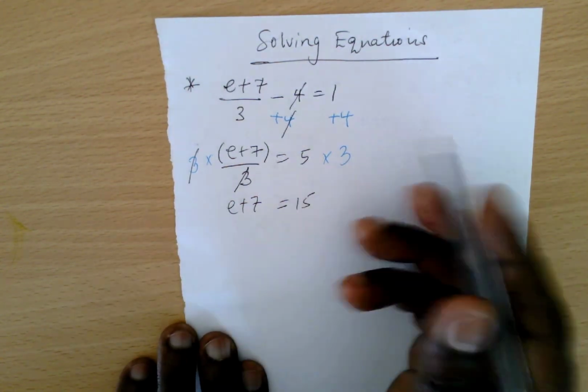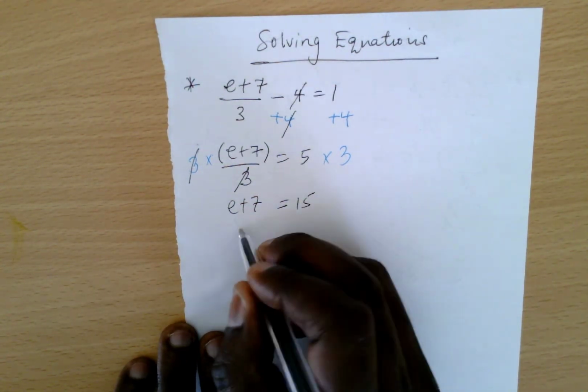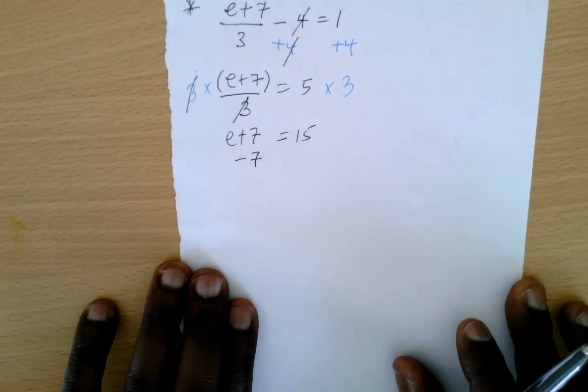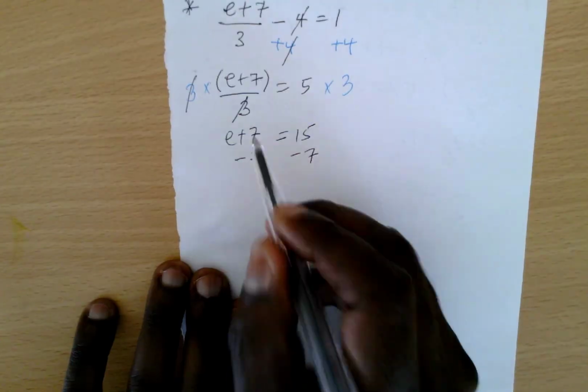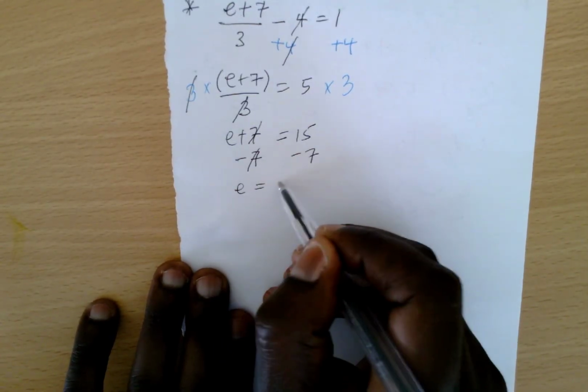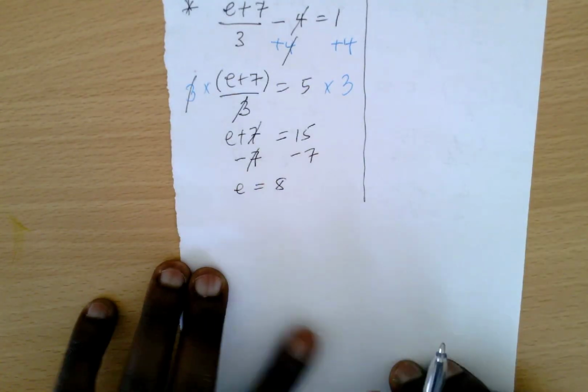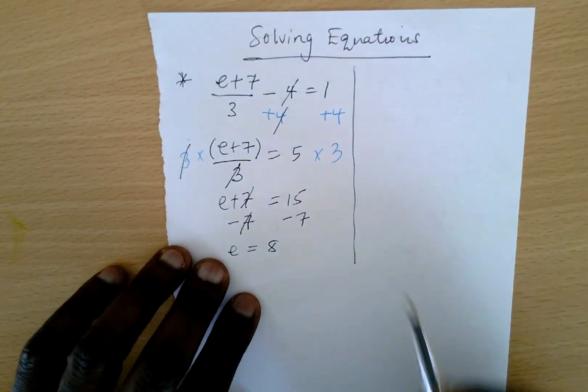Then here you should know what to do by now if you've been watching my videos. So minus 7 on the left, minus 7 on the right. That cancels out. So we have e is equal to 8. Okay, that should be fine. I'll show you the other method I talked about.